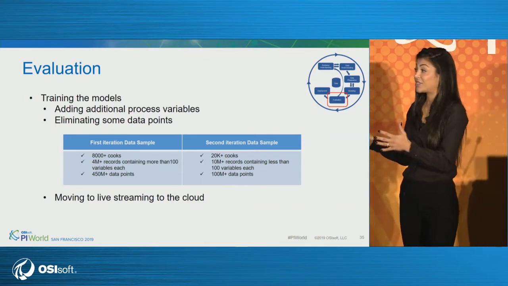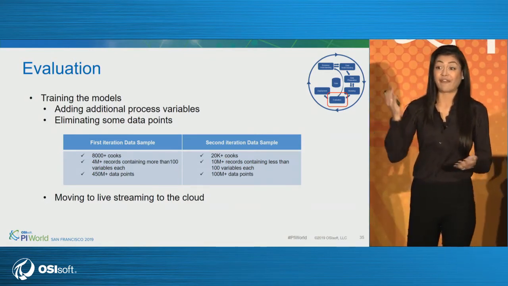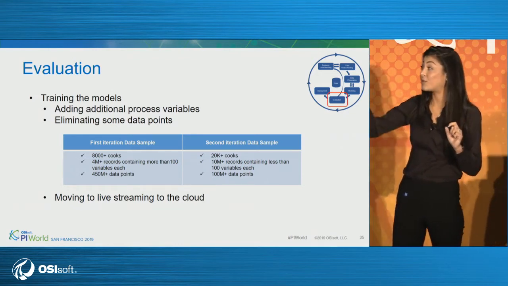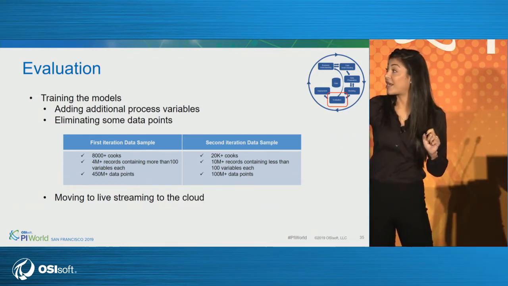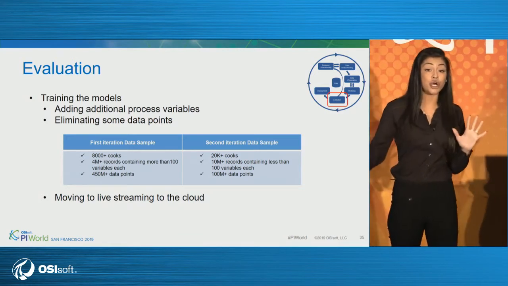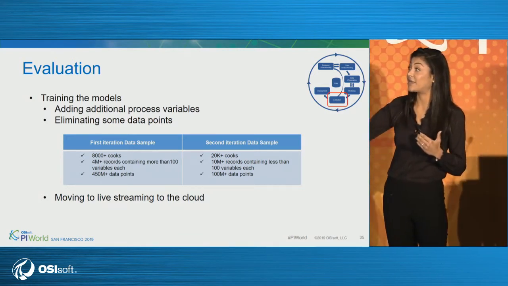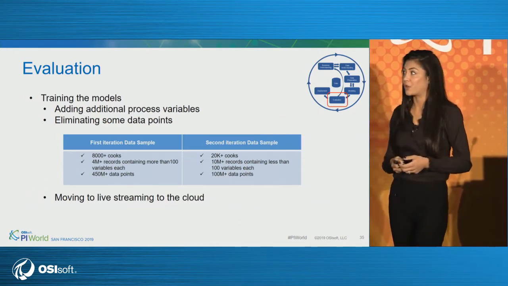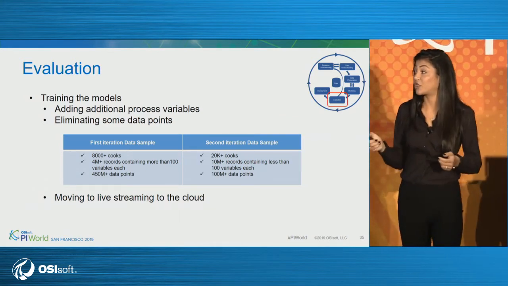The second iteration, they cut this by a factor of 4, so a lot less data points to manage, but they were still covering 3 times more cooks. So you can see with that data sample how they refined their model. And then they were able to move to a live streaming to the cloud.